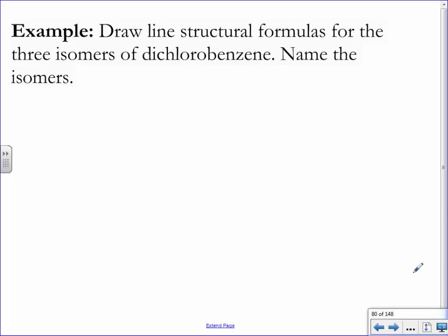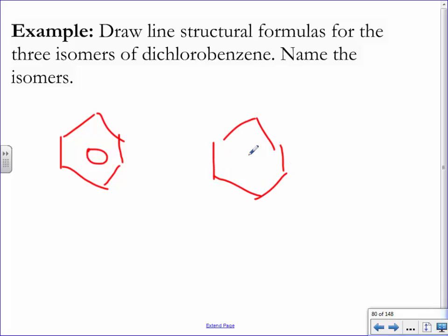Okay. Let's try this one. Try to draw me a dichlorobenzene. But there's actually 3 different isomers I want you guys to be able to draw. What would a dichlorobenzene look like? Benzene looks like this, right? I'll draw 3 of them because I want 3 different ones. Again, what's unique about benzene? 6 launching points, right?